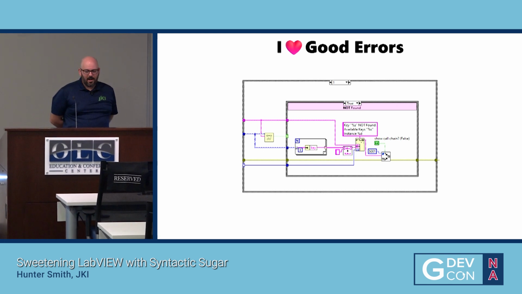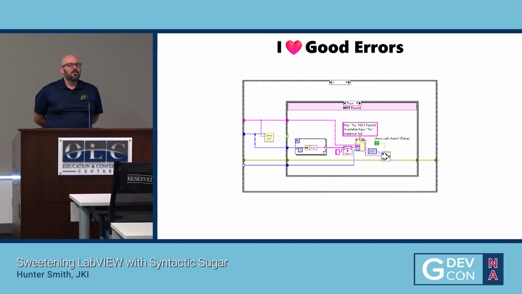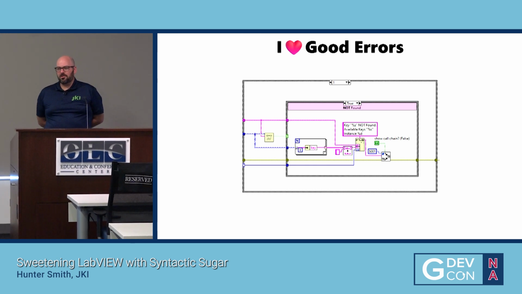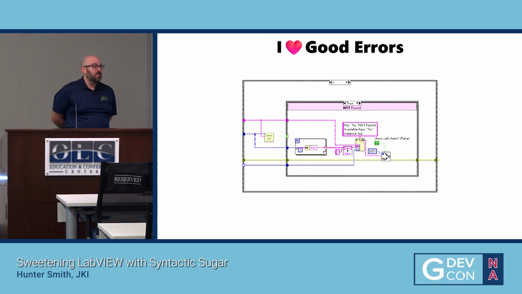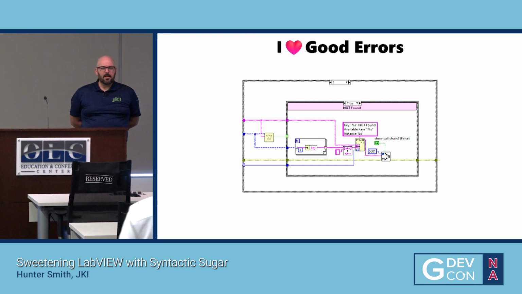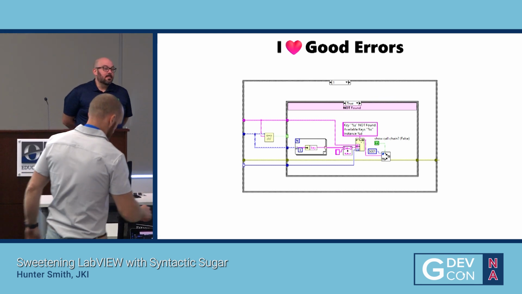So I'd much rather get an error that says this key, channel 1, was not found. Available keys: channel 1, channel 2, channel 3. It's very actionable. It saves me a support call. But it takes some crafting to make it. And I make errors like this a lot.